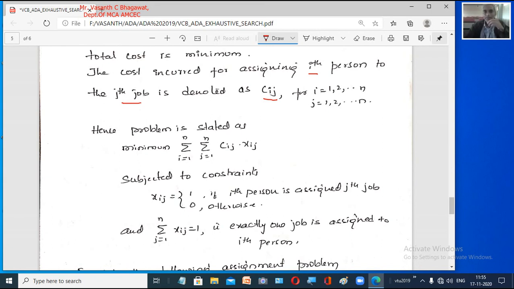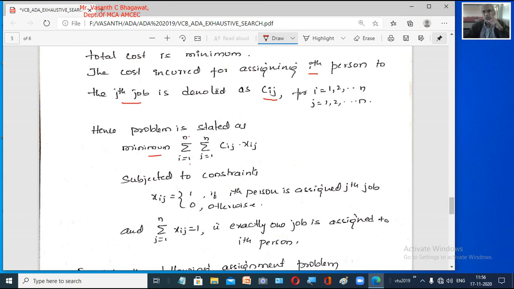So minimization. So this problem here can be stated as minimization of summation i equal to 1 to n. What is i here? i indicates the persons, right? So for n persons and j jobs, you are assigning each job to one person.